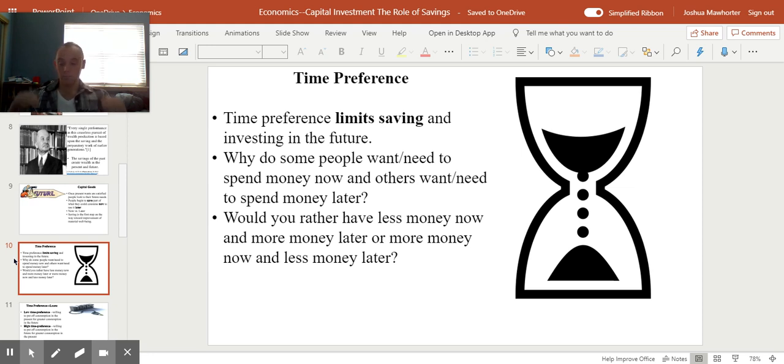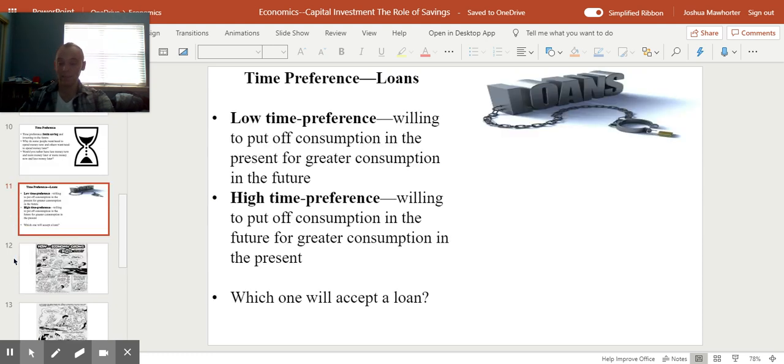Okay, so by saving now, that means by definition, I will have more in the future than I otherwise would have if I didn't save. By consuming now, I by definition will have less in the future. So we make decisions based on our individual time preference with regard to these different things. We decide sometimes to forgo something now so that we can have more of it later. Or we decide I need or want something now, so I'm going to give up having more of that thing later. So time preference, this is how it works with loans.